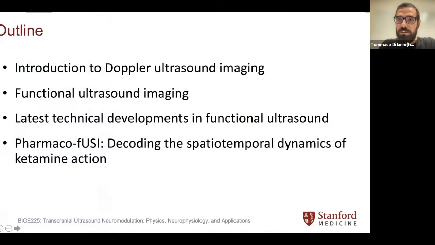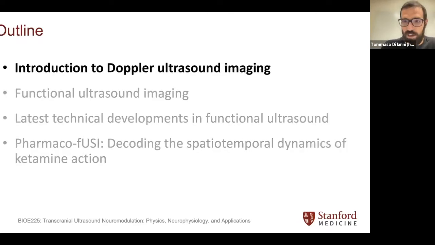So this is a brief outline of what I'm going to go through. I will first introduce Doppler ultrasound imaging. Then we will dig a little bit deeper into the specific problems that we try to solve for functional ultrasound imaging. Then I will tell you a little bit about some of our latest technical developments in functional ultrasound. And finally, about using pharmacofunctional ultrasound to decode spatiotemporal dynamics of ketamine action. So let's start with Doppler ultrasound.